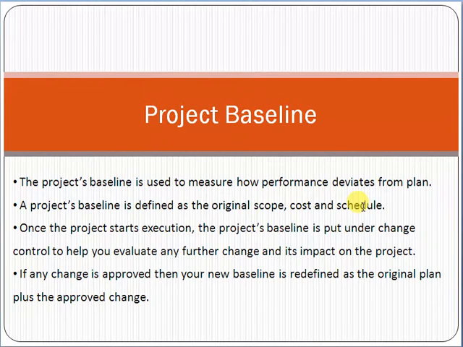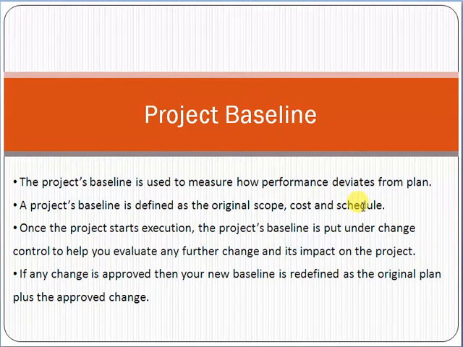So what happens is that after approving the change, it will be added to the baseline. What does that mean? The original scope, so the baseline will be redefined. Redefined means that as per the original scope you have to deliver 5 modules. Now once the change is approved, you have to deliver one more module, so that means it will become 6 modules.